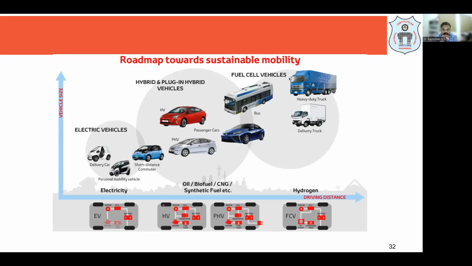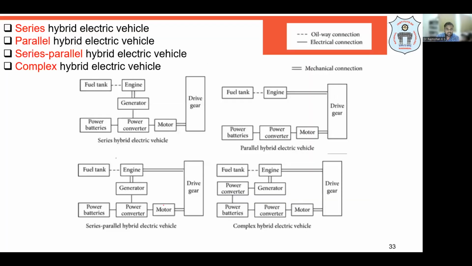You can see how different types of vehicles are being used based on the vehicle size and the driving distance. We have different shapes of vehicles, and the design is there, so you can go through it. And there are different types of electric vehicles. As I said, the connections are going to be different according to that.